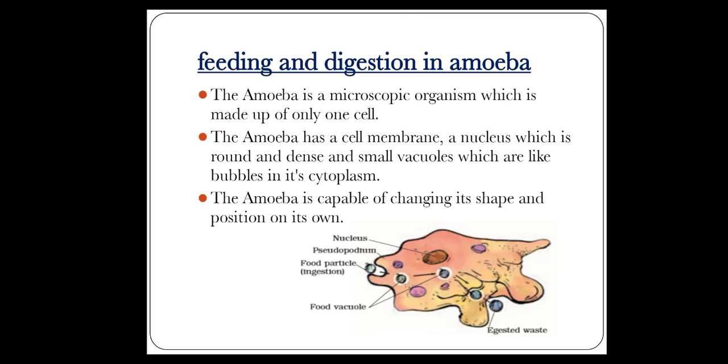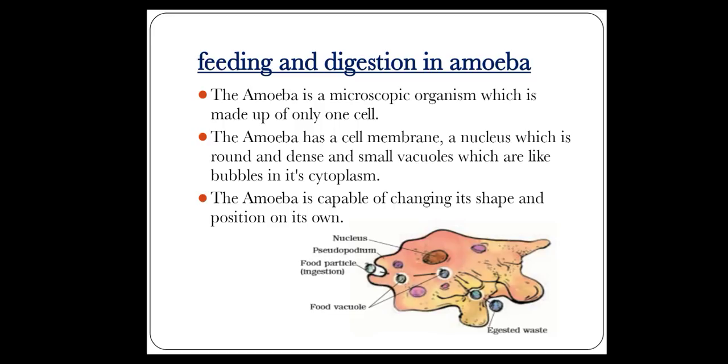One such organism is amoeba. We will learn feeding and digestion in amoeba. Amoebas are microscopic organisms. They are made up of one cell. So amoebas are unicellular, single-celled organisms, and they cannot be seen with naked eyes. They are found in pond water. This amoeba has a cell membrane, a nucleus which is round and dense, and small bubble-like vacuoles in their cytoplasm, and these vacuoles are called food vacuoles.